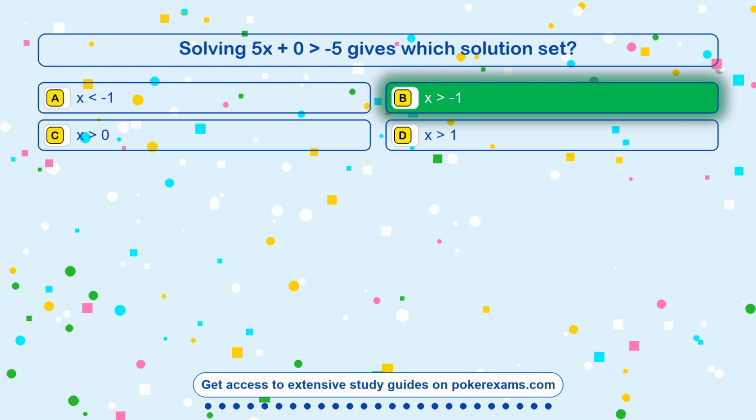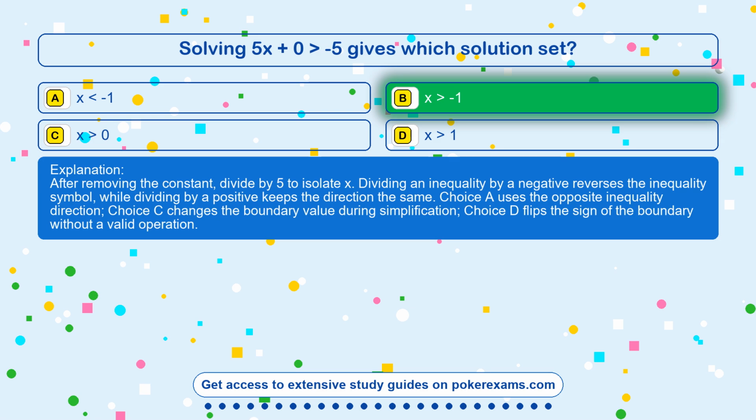The correct answer is option B, x minus 1. After removing the constant, divide by 5 to isolate x. Dividing an inequality by a negative reverses the inequality symbol, while dividing by a positive keeps the direction the same. Choice A uses the opposite inequality direction. Choice C changes the boundary value during simplification. Choice D flips the sign of the boundary without a valid operation.